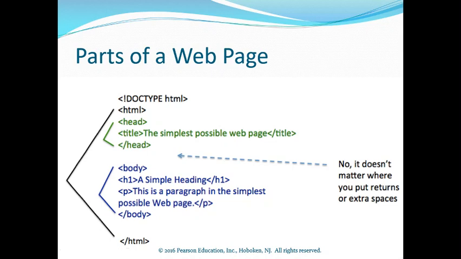So the body, you'll see the start tag. Inside the body, you have the header H1. I think there's H1 through H8 that you can use as possible headings. Then you'll see the paragraph tag. This is a paragraph in the simplest possible web page. And you'll see the ending tag for that. Then you'll see the ending tag for the body. Then you'll see the ending tag for the HTML. So you should notice that they start and end in the same fashion, right? So HTML starts, and HTML is the first thing that starts.